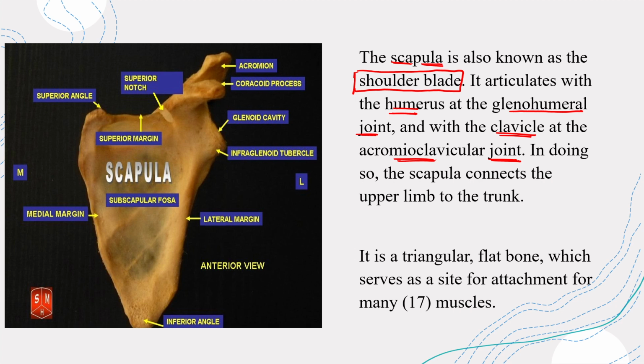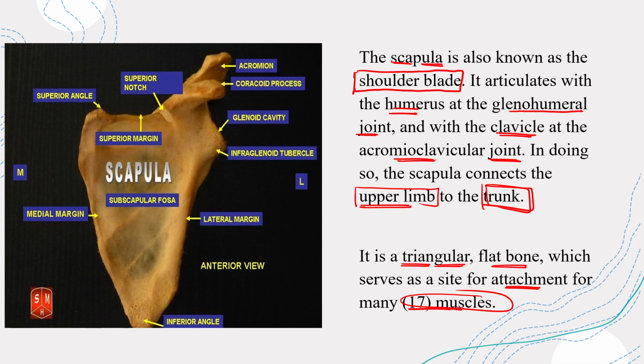In doing so, the scapula connects the upper limb to the trunk. So your body's trunk is connected with the upper limb by the scapula, you can say. It looks triangular in shape. It is a triangular flat bone which serves as a site for attachment of many muscles. So many muscles have attachments here, and it serves as attachment points to different muscles.